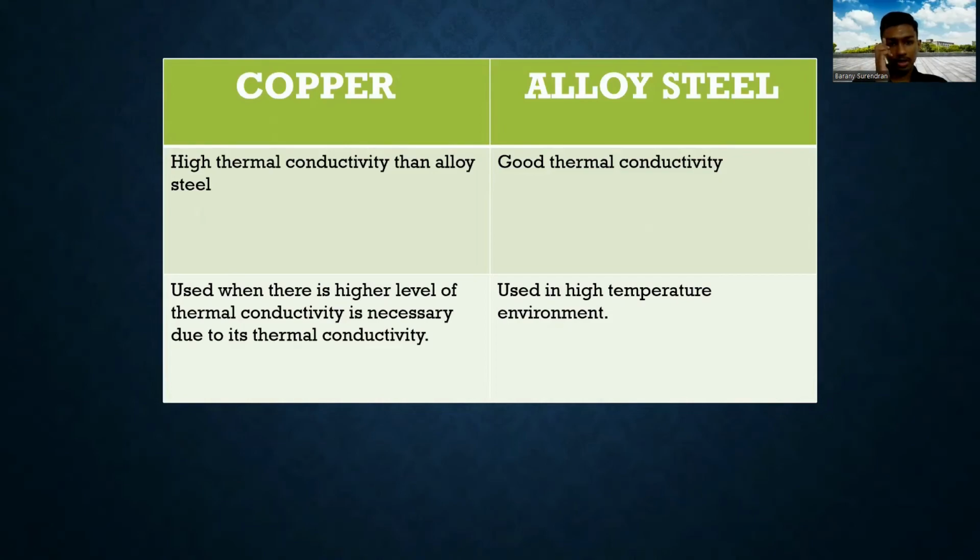What is thermal conduction about? Thermal conduction is defined as the transport of energy due to random molecular motion across a temperature gradient. So here, copper has higher thermal conductivity than alloy steel. It is used when a high level of thermal conduction is necessary. Here we can see the definition of thermal conductivity is well explained. Copper has a high capacity to absorb and release heat compared to alloy steel. So here the alloy steel is much poorer compared to copper. Thank you.